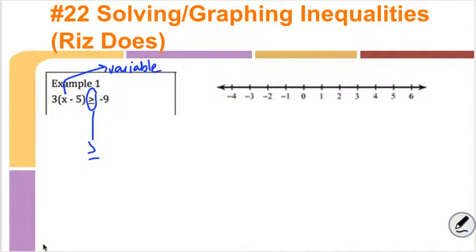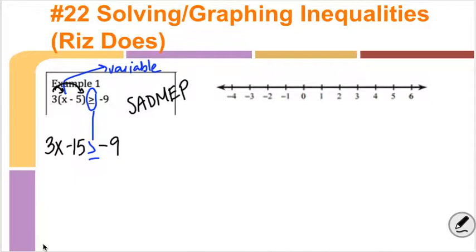Okay, so first thing that I'm going to do is simplify this. I see this distributive property that I can use. So I'm going to multiply 3 by x, that gives me 3x. 3 by negative 5, that gives me negative 15, is greater than or equal to negative 9. Okay? Now I'm going to go ahead and use SADMAP.